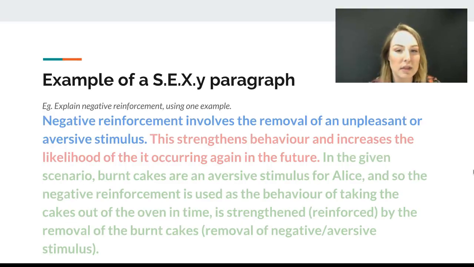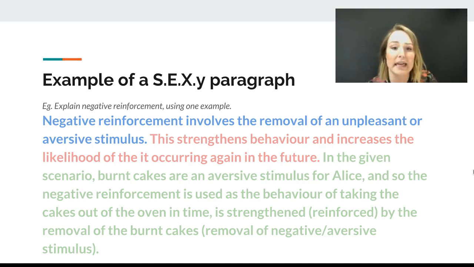So this is an example. You can see it's color-coded here. So the question is: explain negative reinforcement using one example. So we've got a simple sentence here. Negative reinforcement involves the removal of an unpleasant or aversive stimulus. Okay, so that is not applied to the scenario. That is a direct definition that has come from that student's notes that they've remembered.